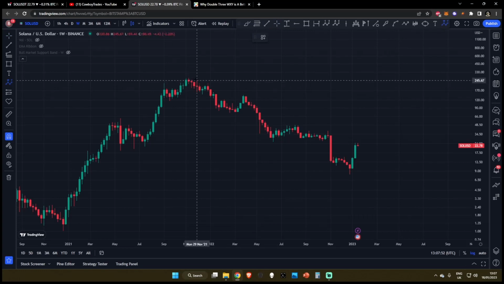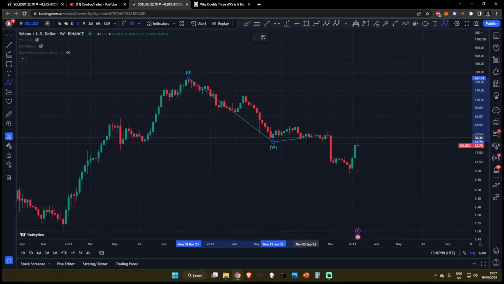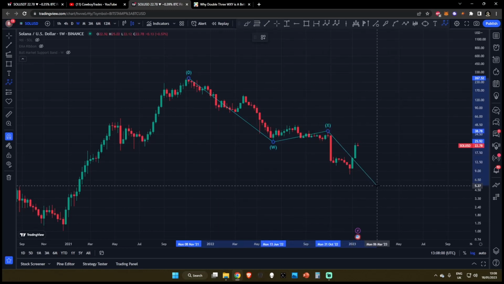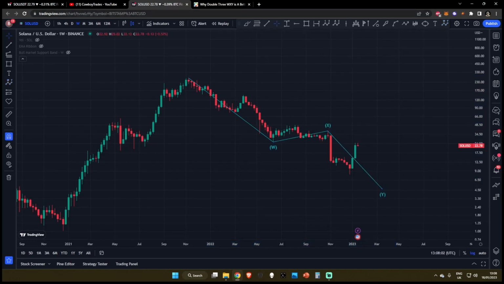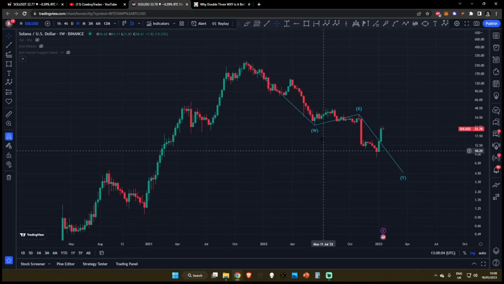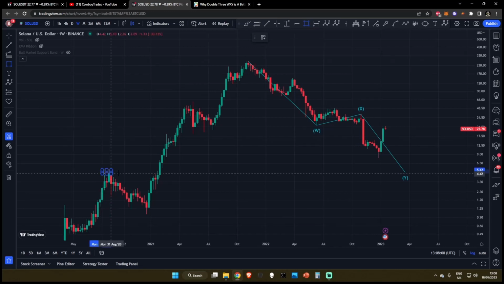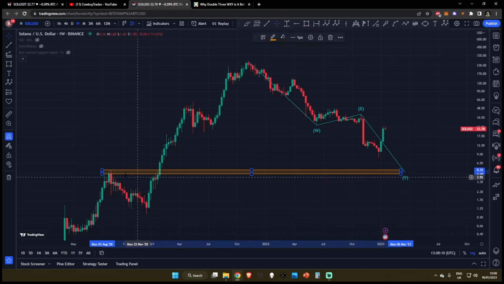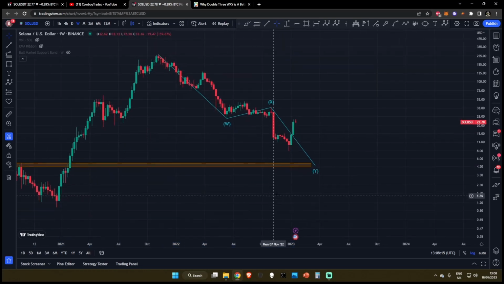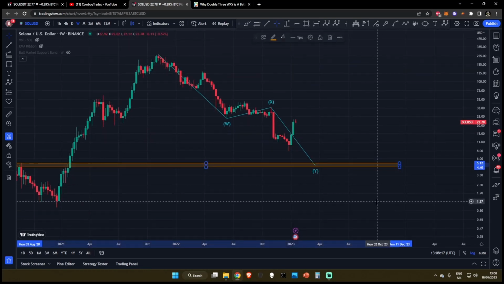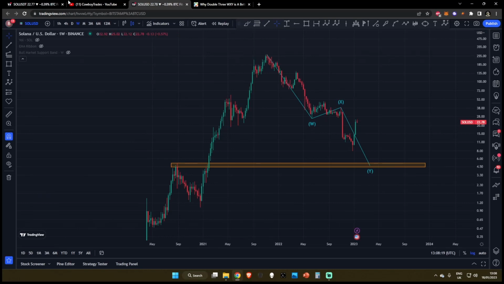Now, if I pull up this WXY pattern, I'll show you exactly what I'm talking about. So we topped out here. Obviously, this is the start of the wave. This would be your W. This would be your X. And somewhere down here, I believe we're going to be coming down to round about $5, which is where this previous high was established, and all the way down to the candle body close down here at 444.